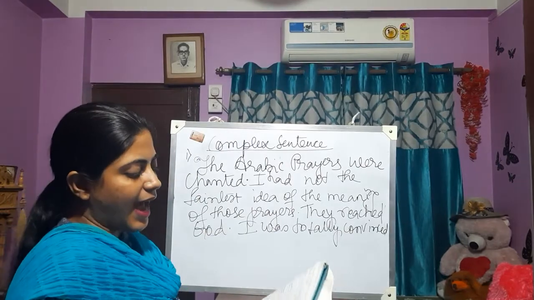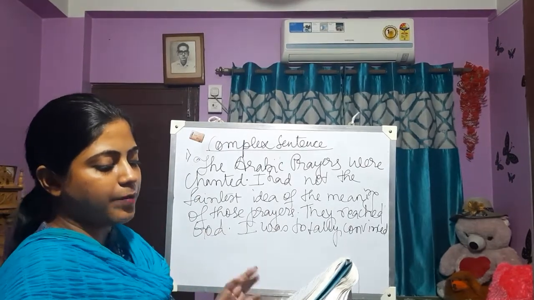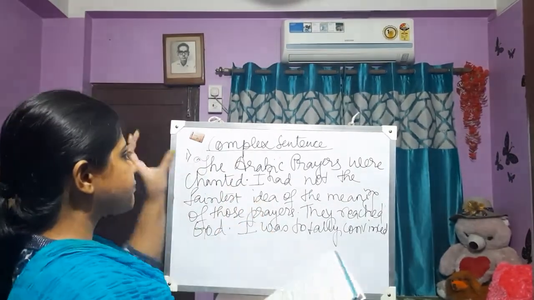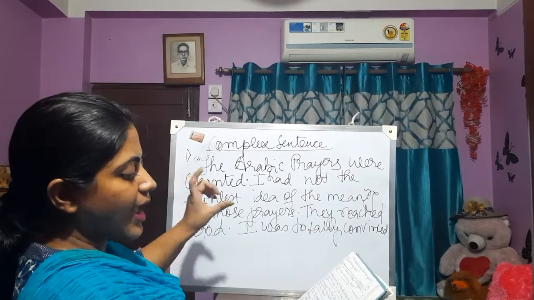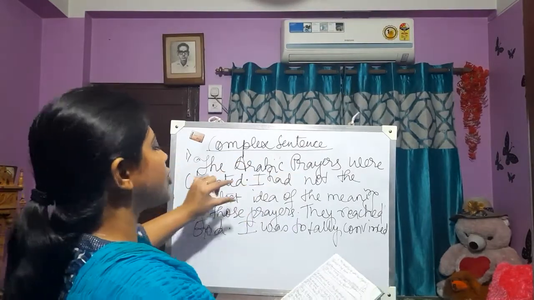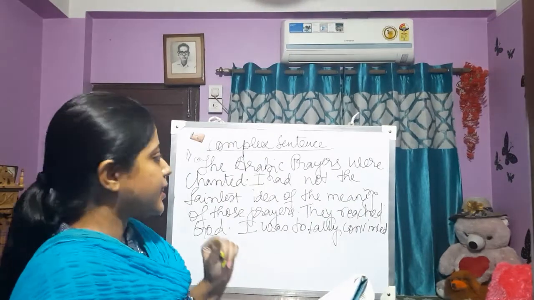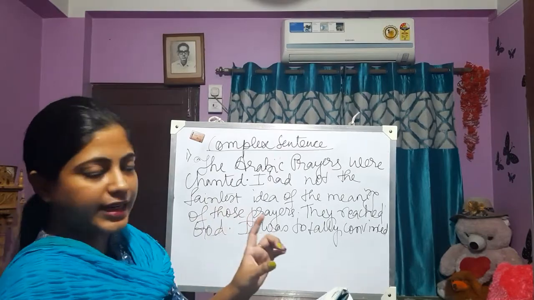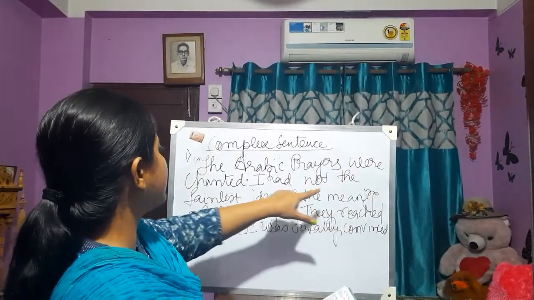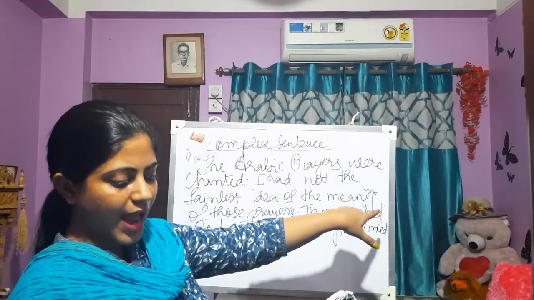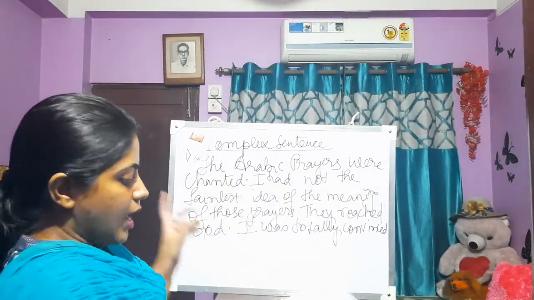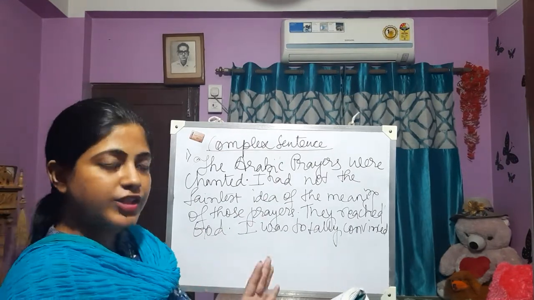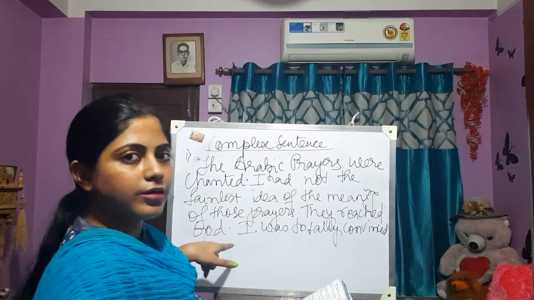Now the sentence that I had: although I had not the faintest idea of the meaning of Arabic prayers. Okay, that is the first part of the sentence in the question. From there, I have taken out the Arabic prayers were chanted. Then it said that I had not the faintest idea. So, I had not the faintest idea. Next, it was written that I was totally convinced that they reached God. They reached God. Full stop.